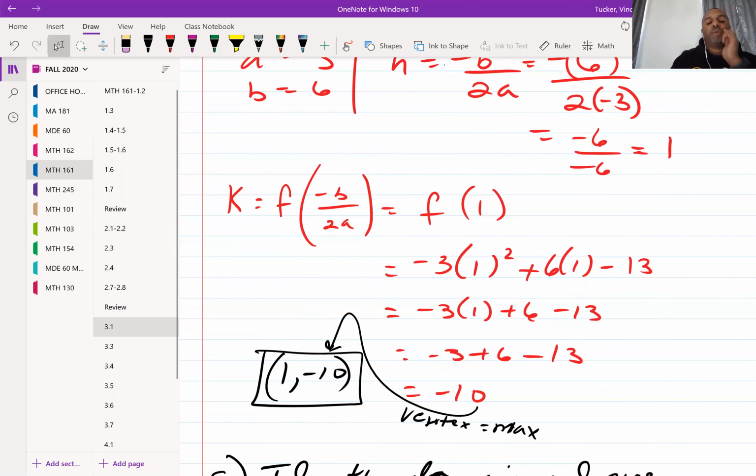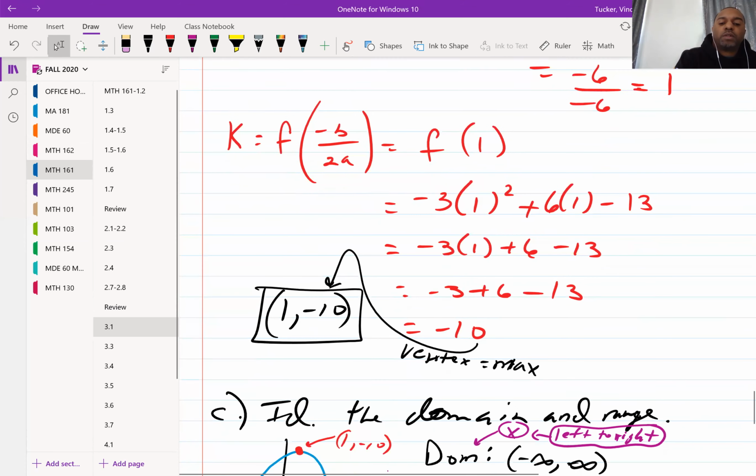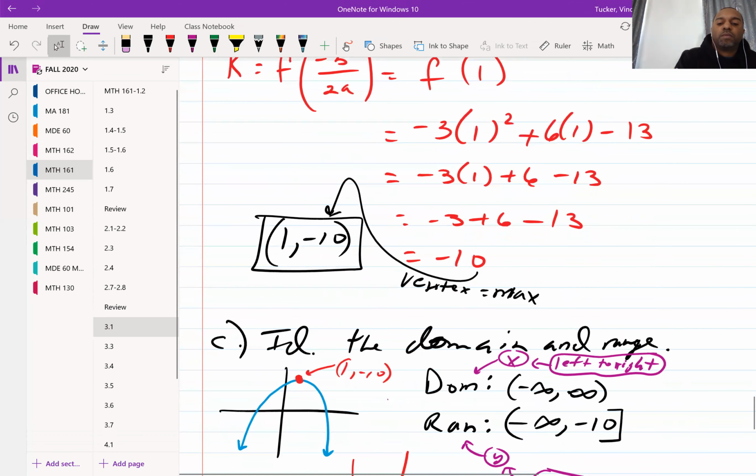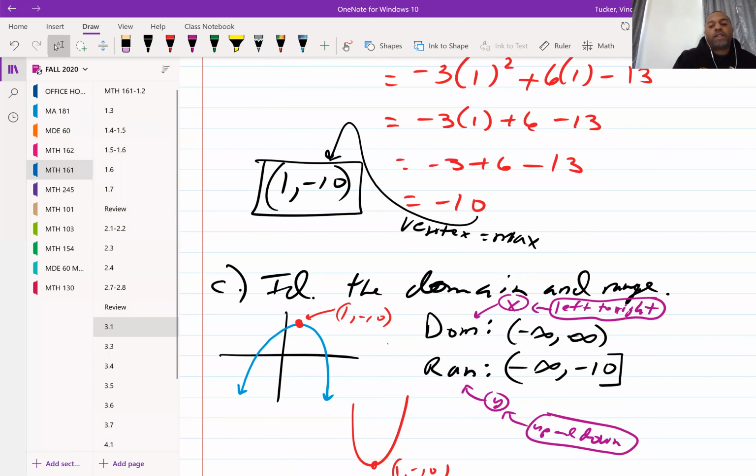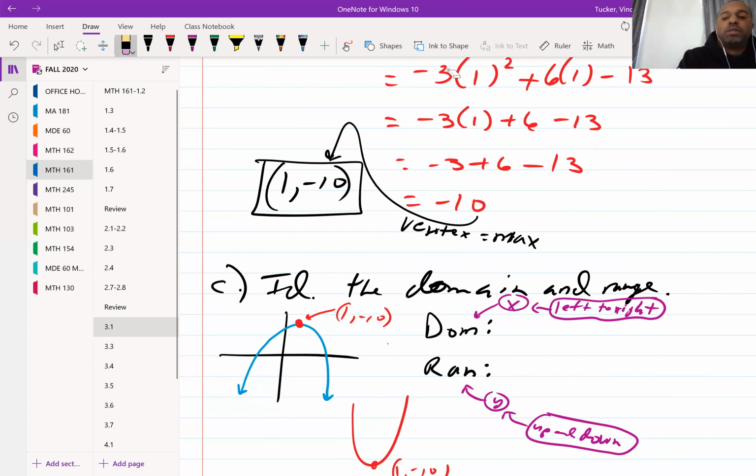Any problems before we go to C? Make sure we're okay. All right. So next thing we want to do is identify the domain and range. And let me erase this. I'll put it back in a second. Let's do it like this.